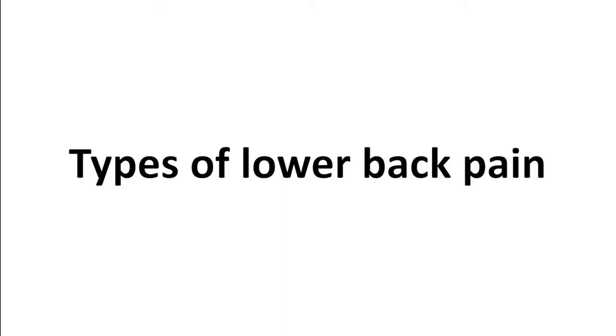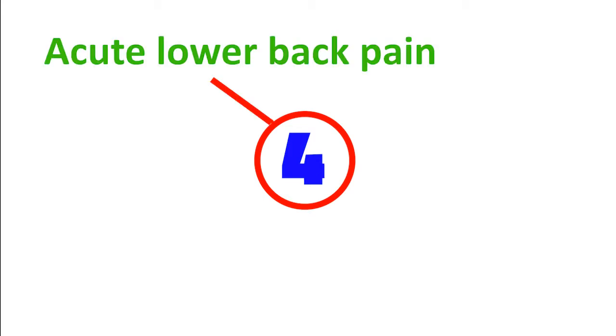I'm now going to move on to talking about different types of back pain. Broadly speaking, there are 4 main types of back pain. The first is acute lower back pain. This is usually self-limiting, easing within 4 weeks and lasting no more than 3 months, regardless of treatment.